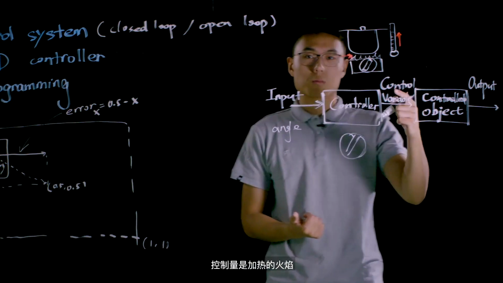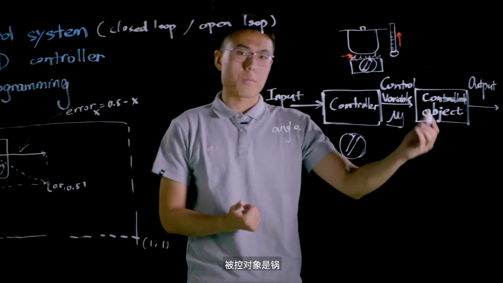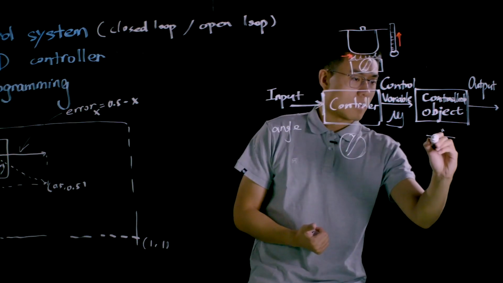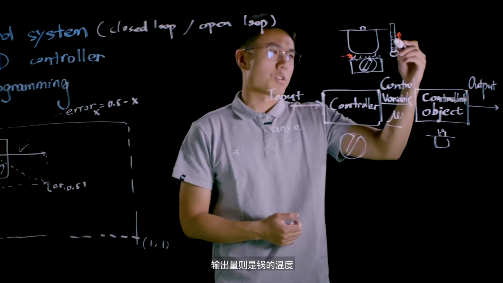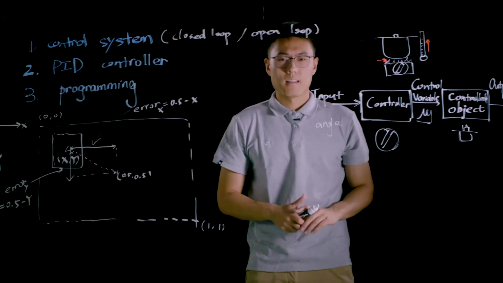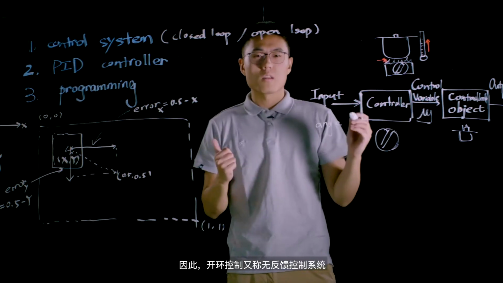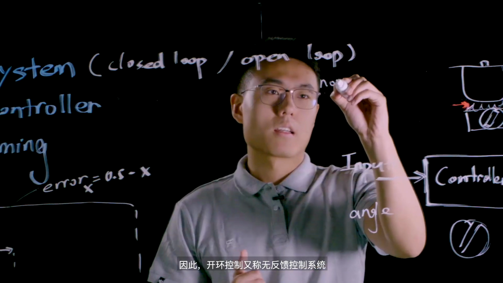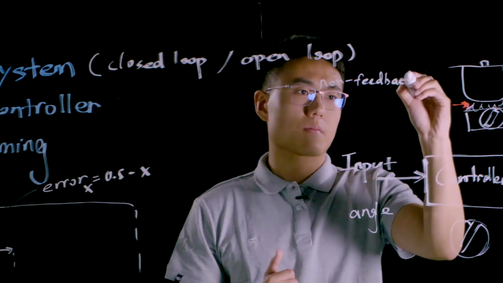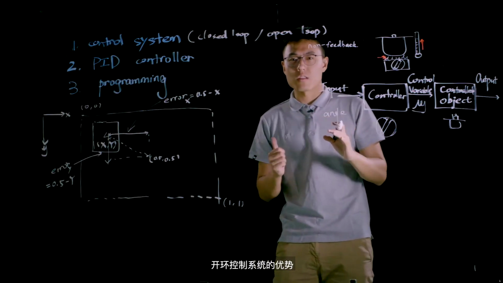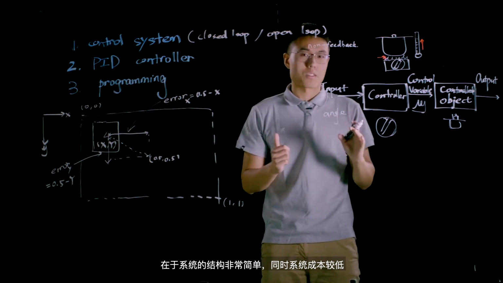The control variable is the flame, and the control object is the pot, and the final output is the temperature of the pot. In this open loop system, there is no feedback from the output value, so we also call this system a non-feedback control system. The advantage of this open loop control system is it has simple structure and very low cost.